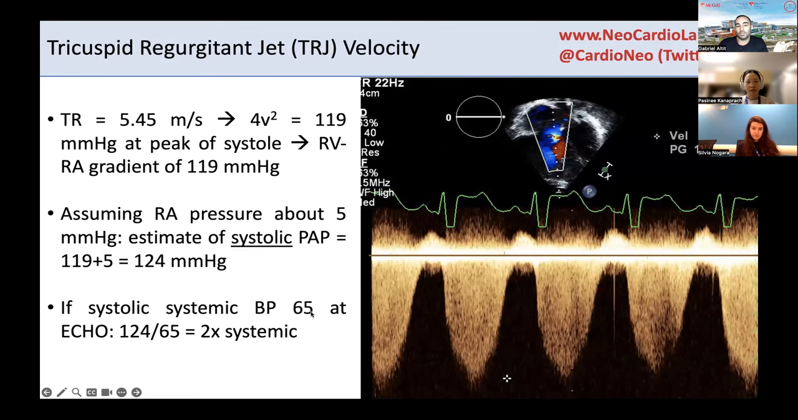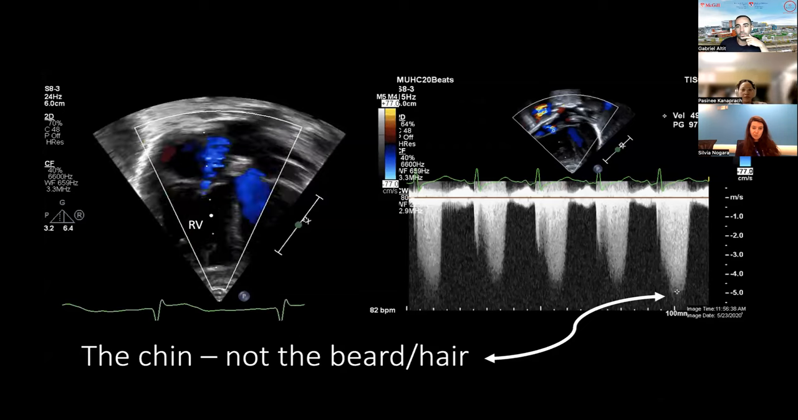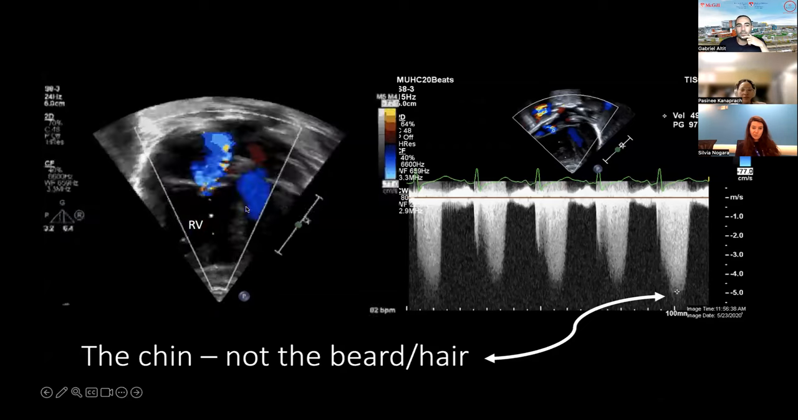So if your systemic blood pressure is 65 at the time, you do 124 over 65, it tells you it's twice systemic. Okay. So that's another example.